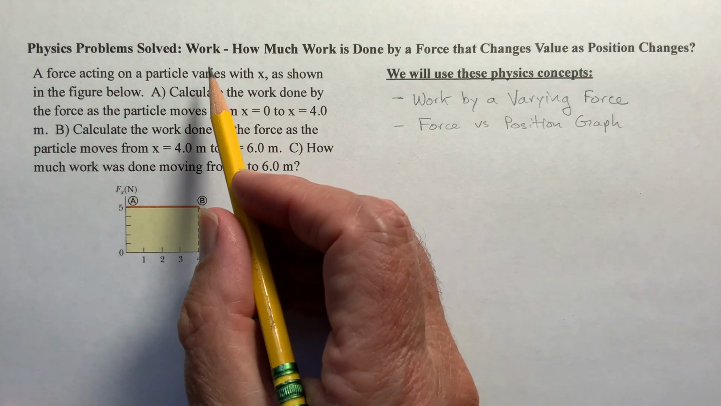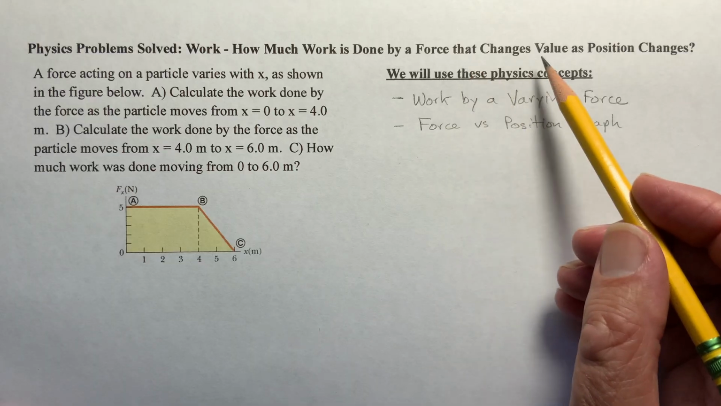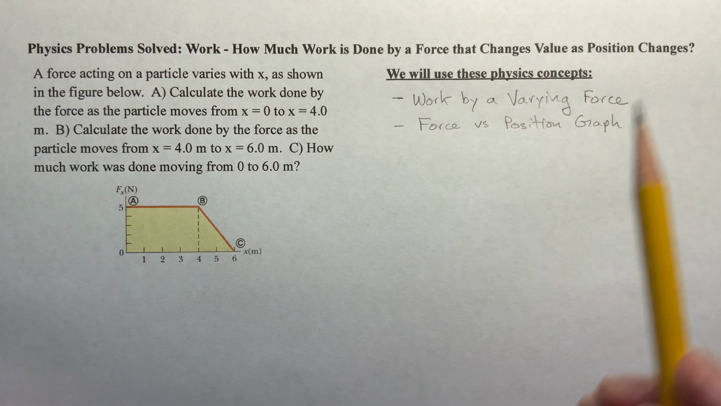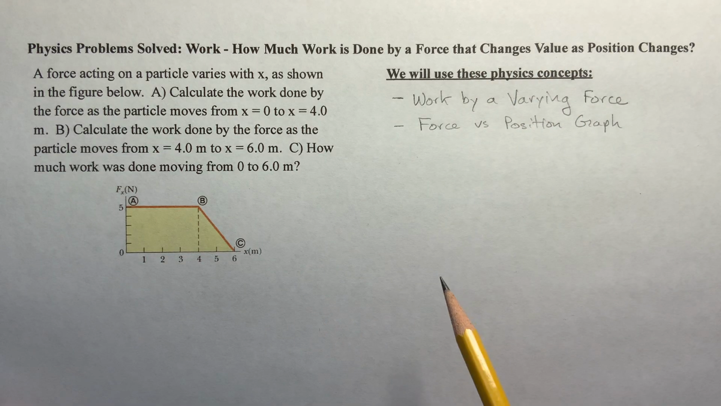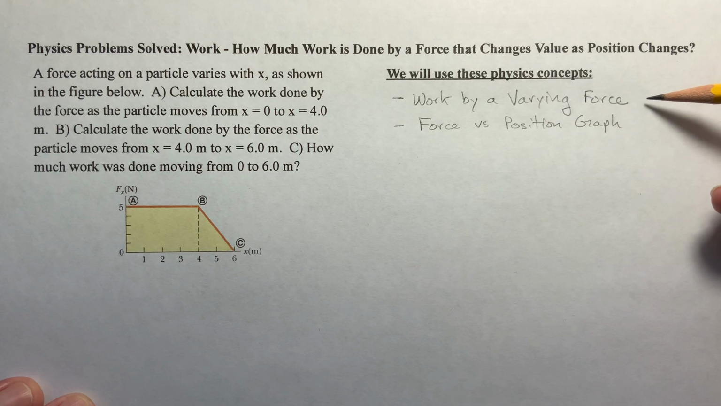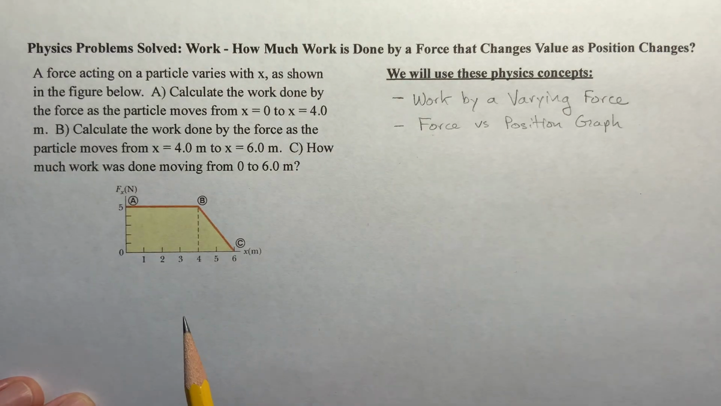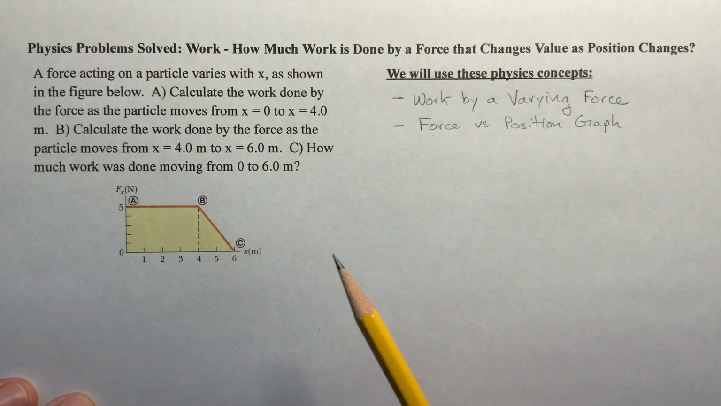We're going to do a work problem. We're going to figure out how much work is done by a force that changes value as position changes. This is a very beginner-friendly problem. If you've just learned about force that varies with position, this is a good problem to get you started. We're going to be talking about work done by a varying force, and we're going to use a force versus position graph to help us solve the problem.